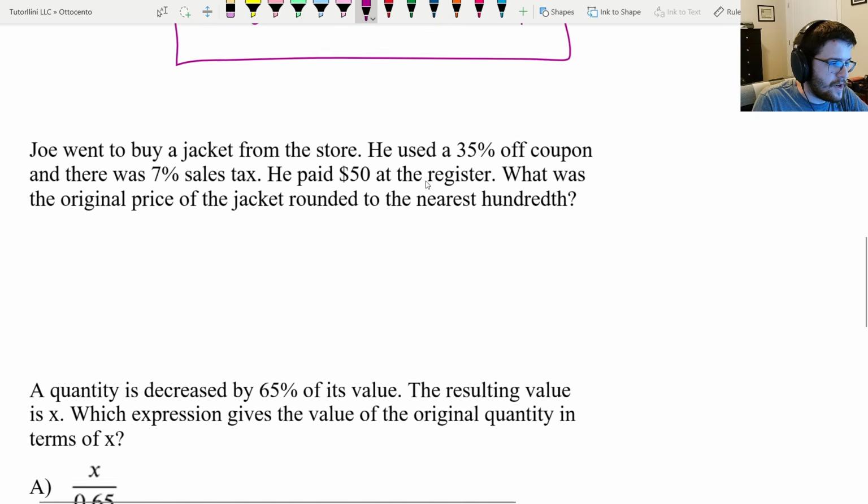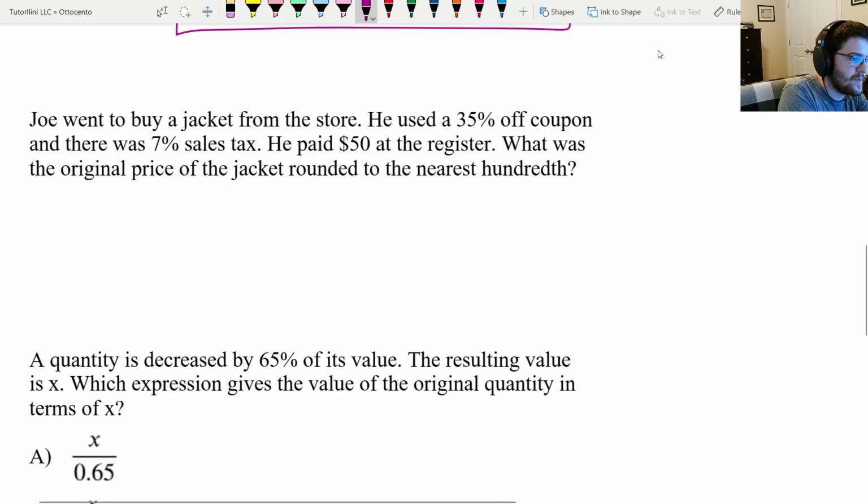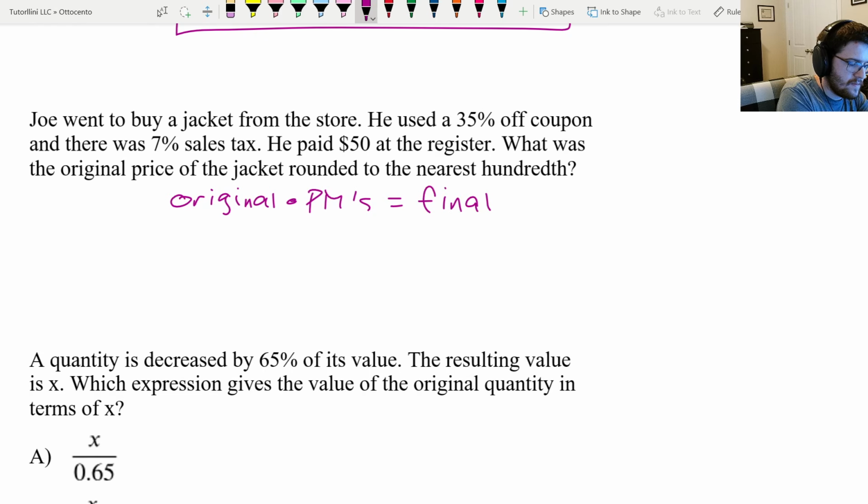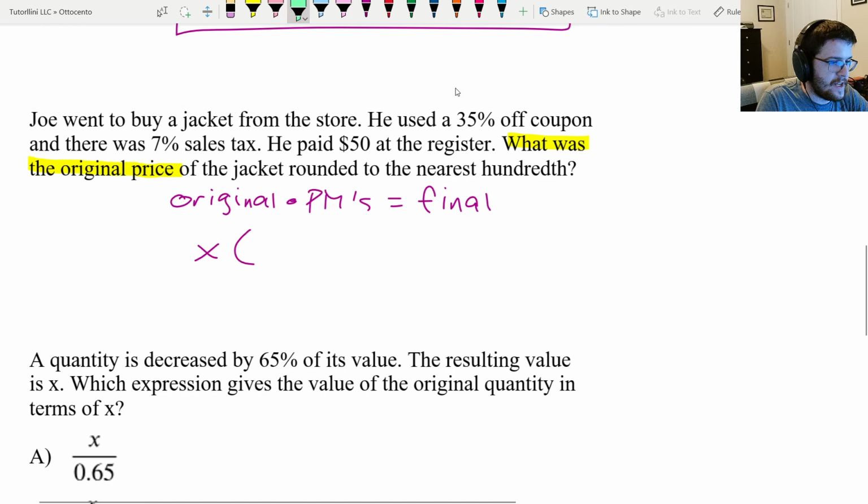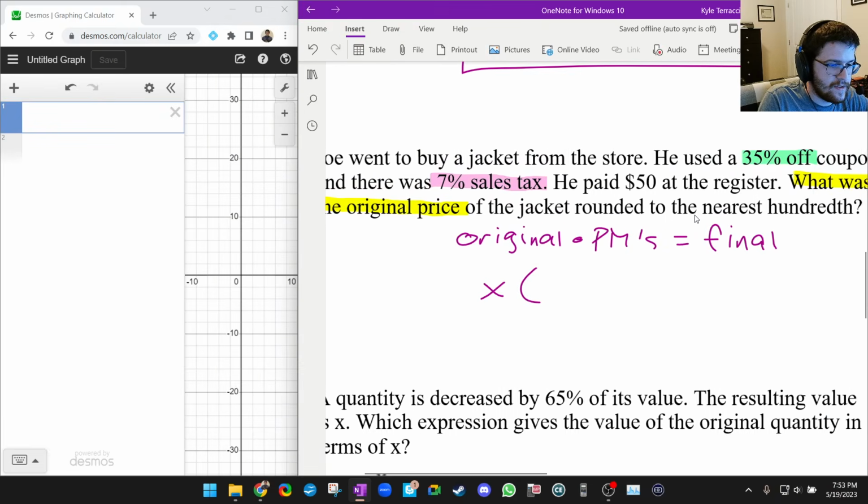All right, there's two more here. So this one here, same deal, original times percent multipliers equals final. Okay, so the original price, it says, what was the original price? So we don't know the original price, so we're going to put X. Now for the percent multipliers, we have a 35% off and a 7% sales tax. So let's find both of those.